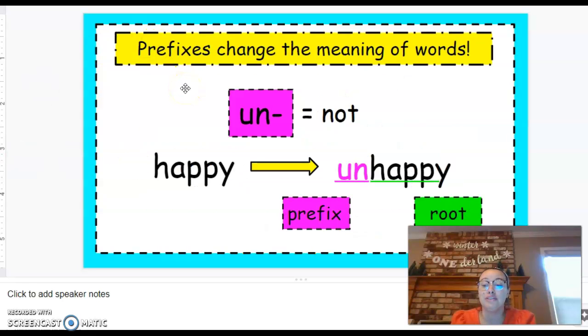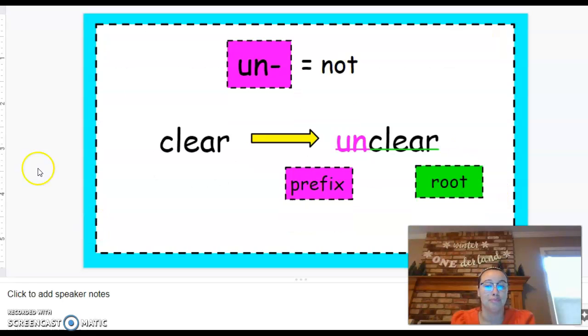So remember that prefixes change the meaning of words. So if we had the word happy, unhappy makes it not happy. So we have the prefix and we have the root of the word, which is happy. And one more example. We have clear, we add the prefix un, and it becomes unclear. Now you're going to head to the next video so we can do our paper together.